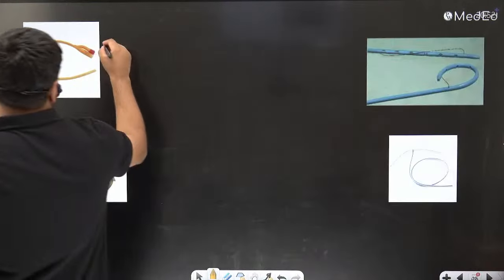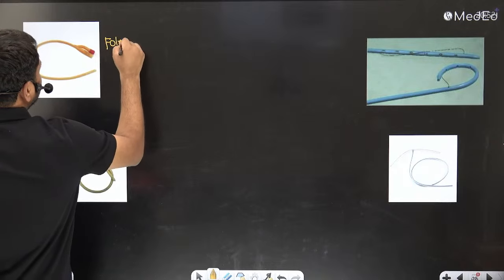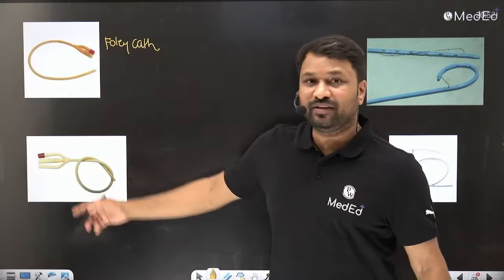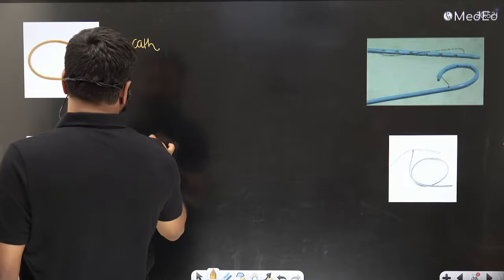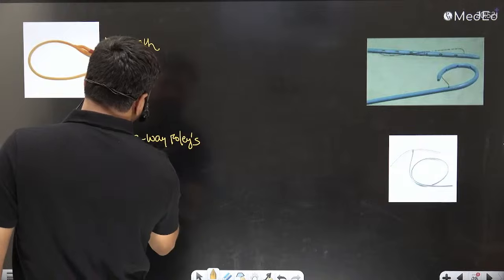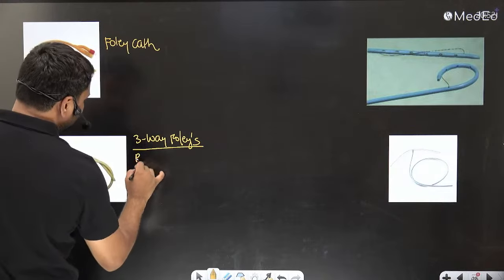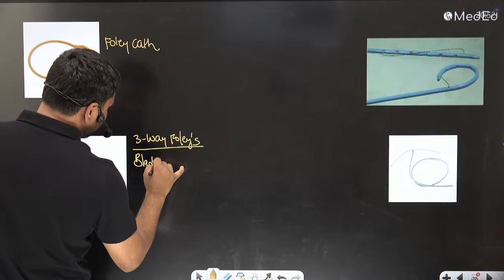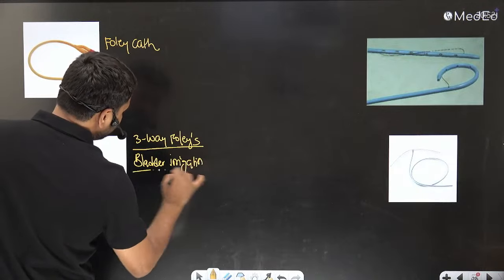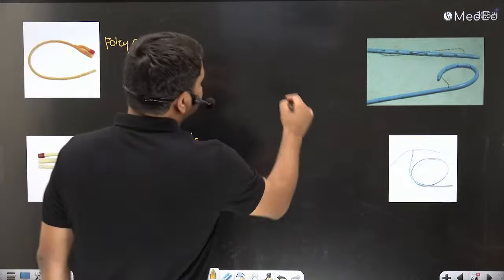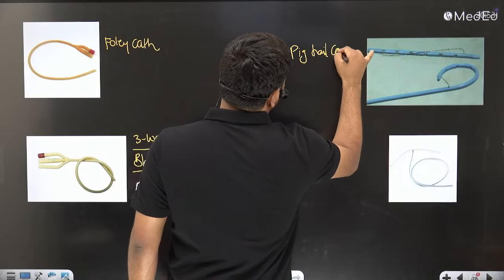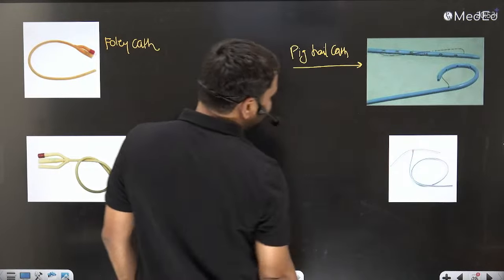Then you have, this is your Foley's catheter. That's a standard Foley's catheter. A variant of the standard Foley's, you have a three-way. This is what we call a three-way Foley's catheter. The three-way Foley's catheter is used for bladder irrigation. This is your pigtail catheter.